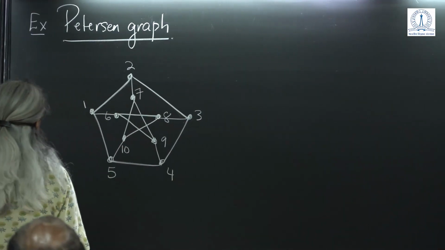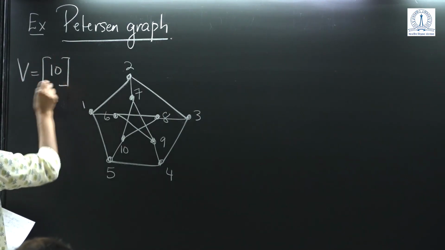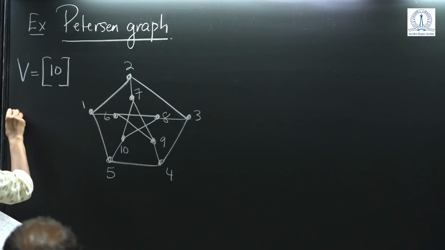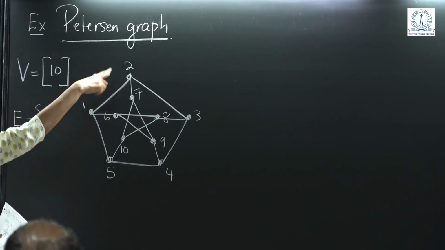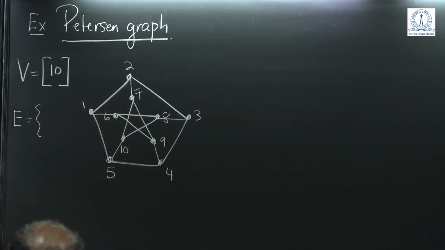So in this graph, of course, the vertex set is the set 1 through 10. So this is the vertex set. And the edge set is all the edges that you see here, right? Some of the edges are like 1, 2 is an edge, 2, 3 is an edge, but 1, 4 is not an edge. Good?